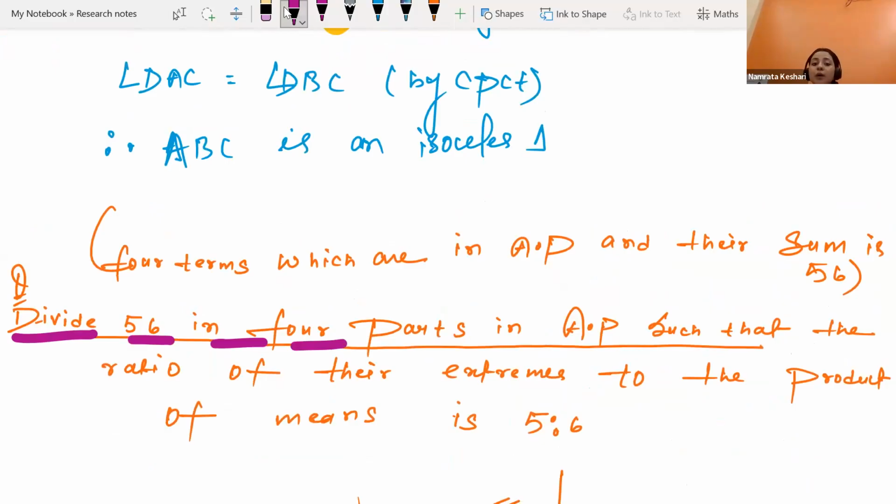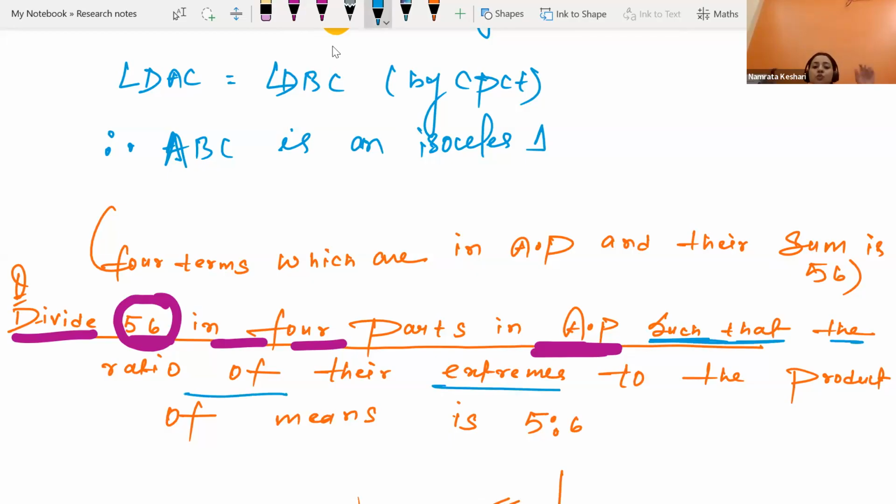Similarly here also, if you are dividing 56 in 4 parts, all the 4 parts must be in AP. That means you need to take 4 such terms which create an AP, and the sum of all must be 56. And the next condition says that the ratio of their extremes, so whatever numbers you have taken sitting on the extreme ends.